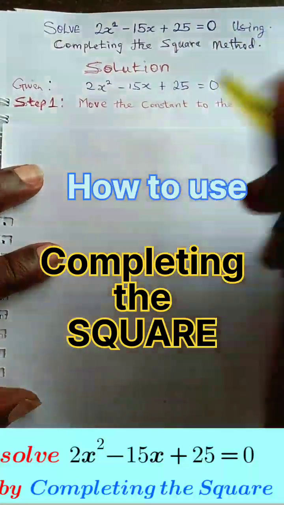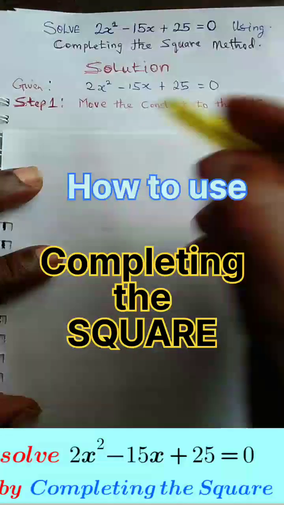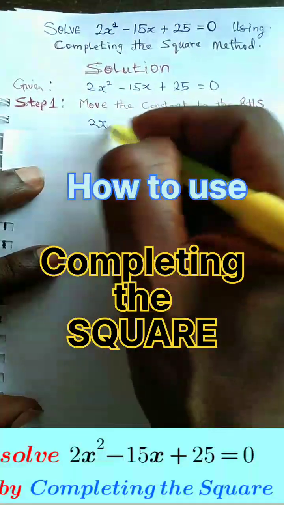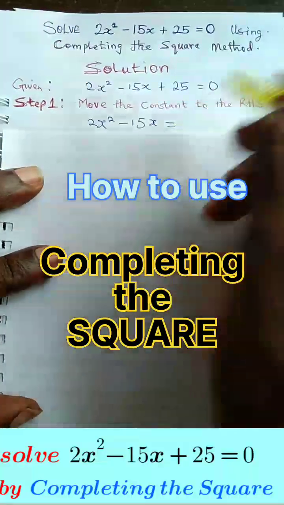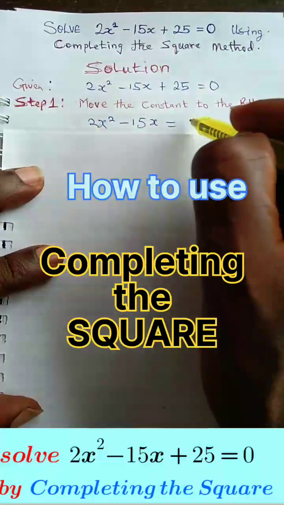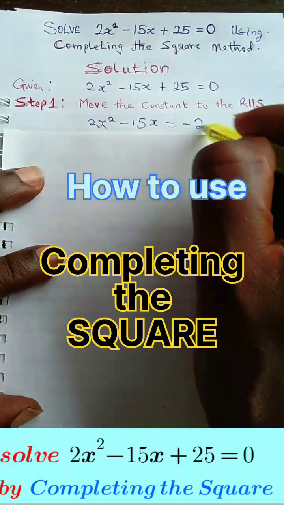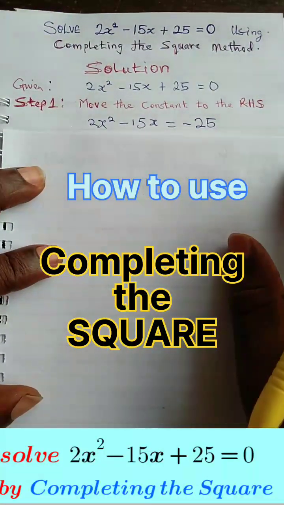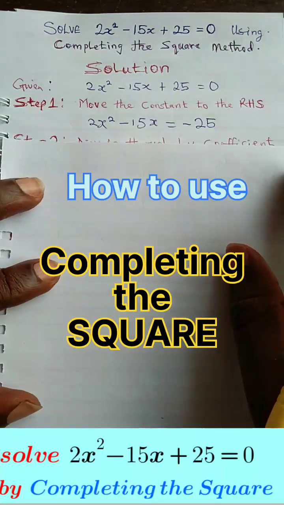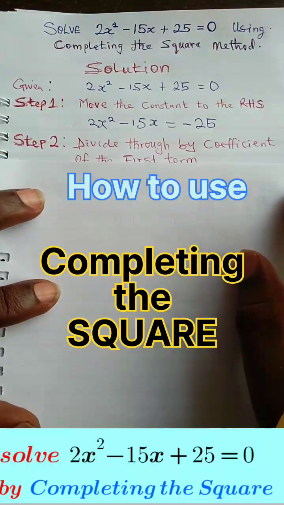So let's do that. If I do that, I'm going to have 2x squared minus 15x equal to, as this 25 comes over to the right hand side, it becomes minus 25. So that's our first step. Our second step is this.